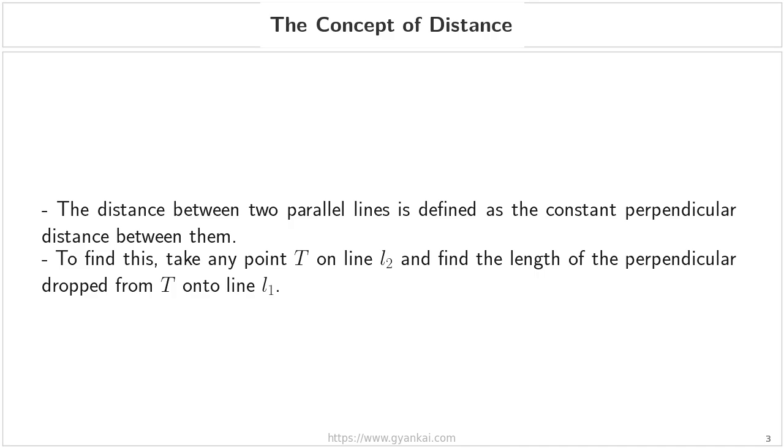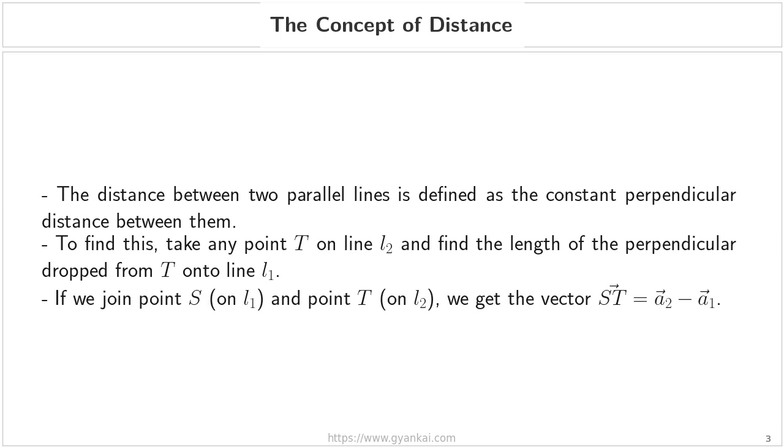To visualize how we calculate this, imagine picking any arbitrary point, let's call it point T, located on line 2. To find the distance, we want to find the exact length of a perpendicular line segment dropped from that point T straight down onto line 1.